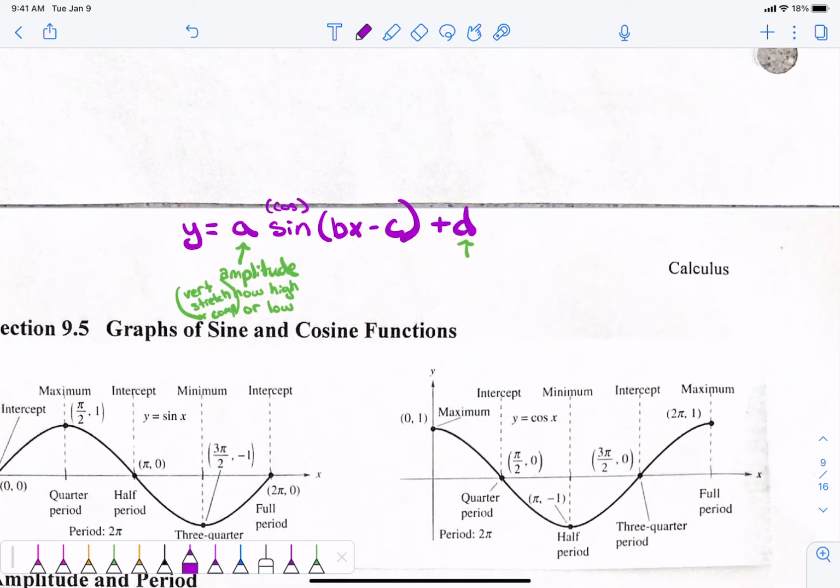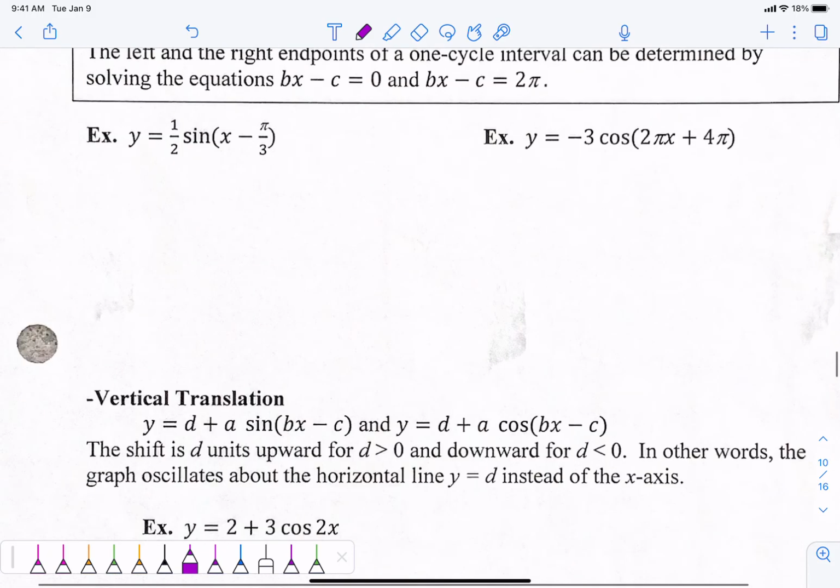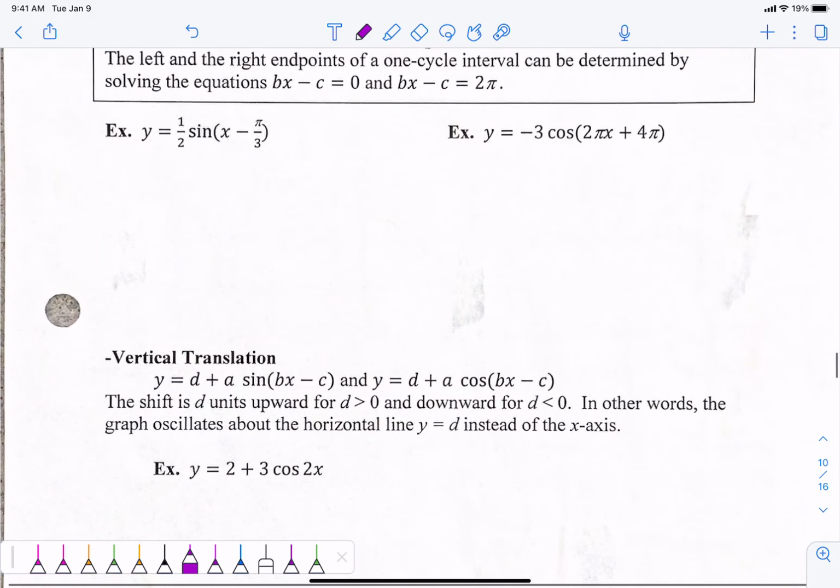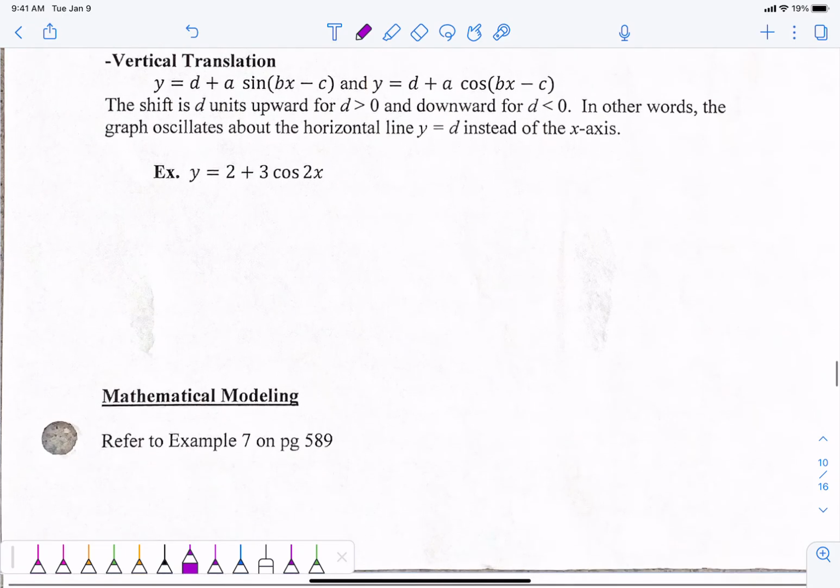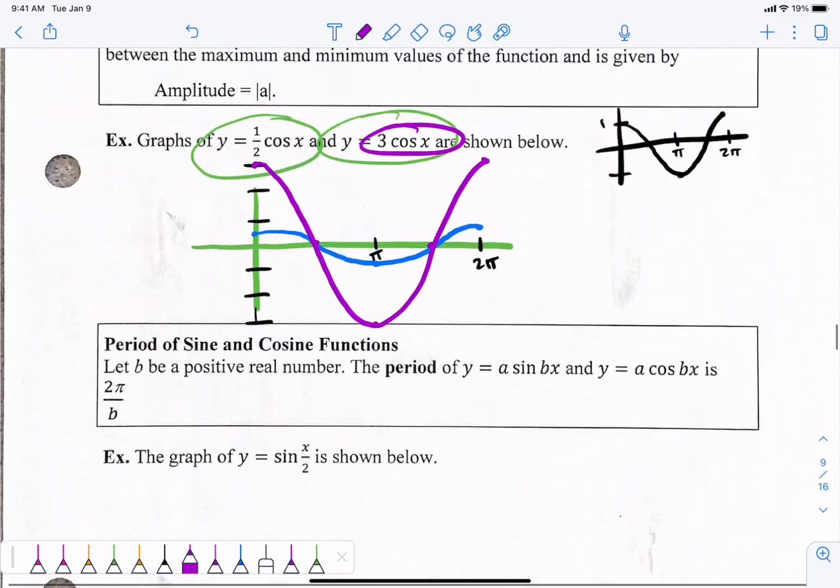All right, and then let's talk about, I'm going to skip around. Can I skip around? Because I'm going to do the easiest ones first. Can I skip around? Sure. Let me see if I'm allowed to skip around. No, I can't skip around.